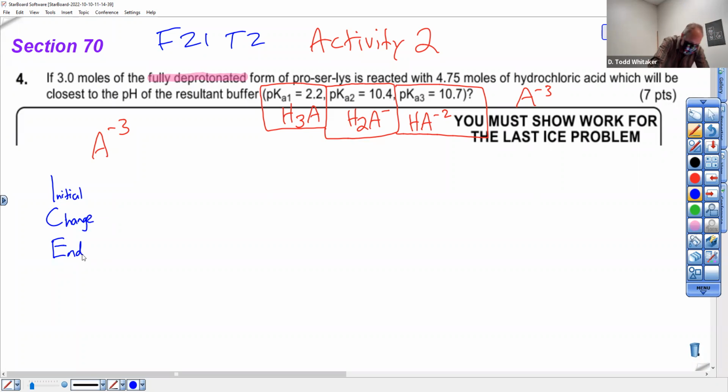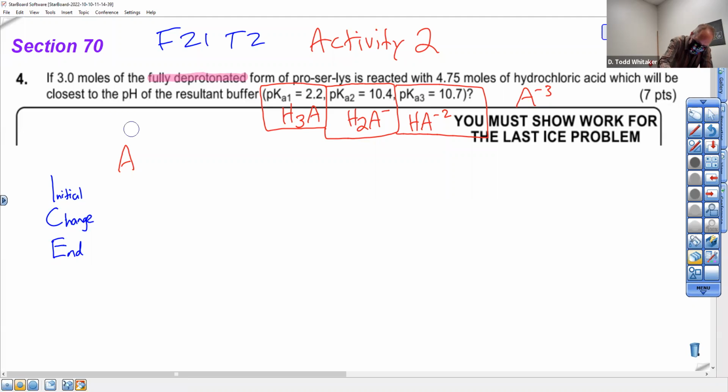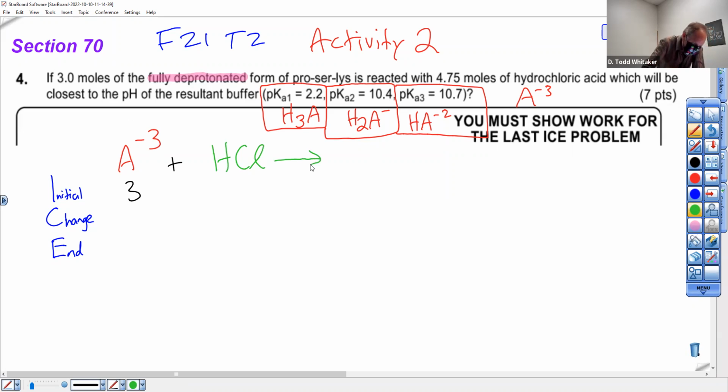So how many moles of A minus 3 am I starting with? 3. I'm going to move my A minus 3 just a little bit. Uh-oh. Can I get the minus 3? Apparently not. You said 3. And what's it reacting with? What's the formula for hydrochloric acid? HCl. What happens to hydrochloric acid when it loses a proton? Because that's what's going to happen. Cl minus.